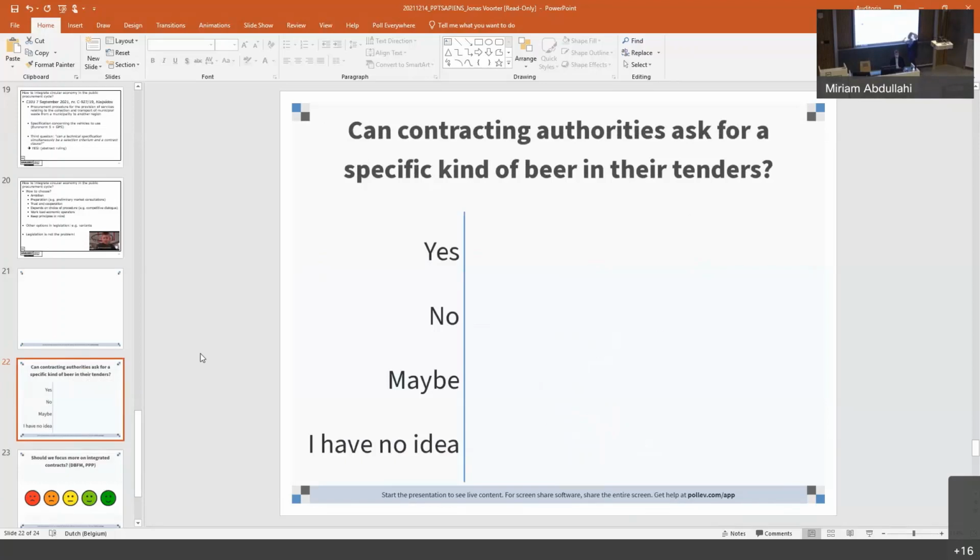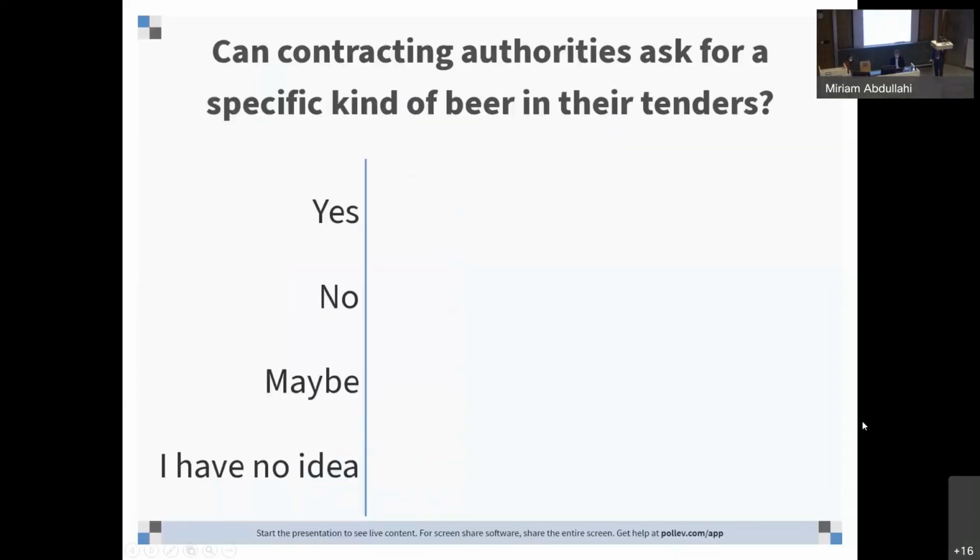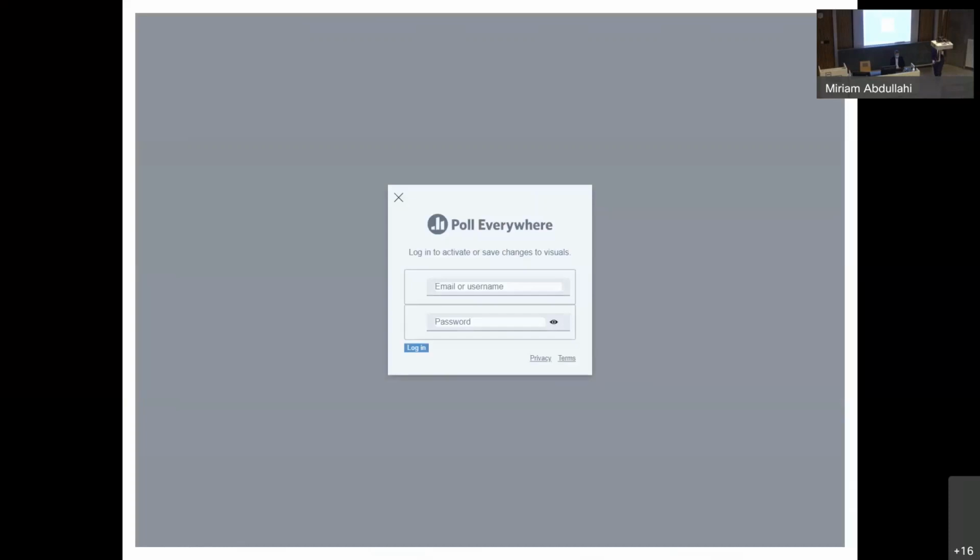Maybe another question. Can contracting authorities ask for a specific kind of beer in their tenders? I am from Belgium, so I have my favorite beer. It is La Chouffe. It's with a little gnome on the bottle, so you should try it out. They have various kinds. The blonde one is very good. The brown one is good. They're all very good. So can I ask, as a contracting authority, to give me La Chouffe? A lot of them said yes. I am not that good at asking clear questions. But if I want to ask to give me La Chouffe? No. You all agree that it's no?